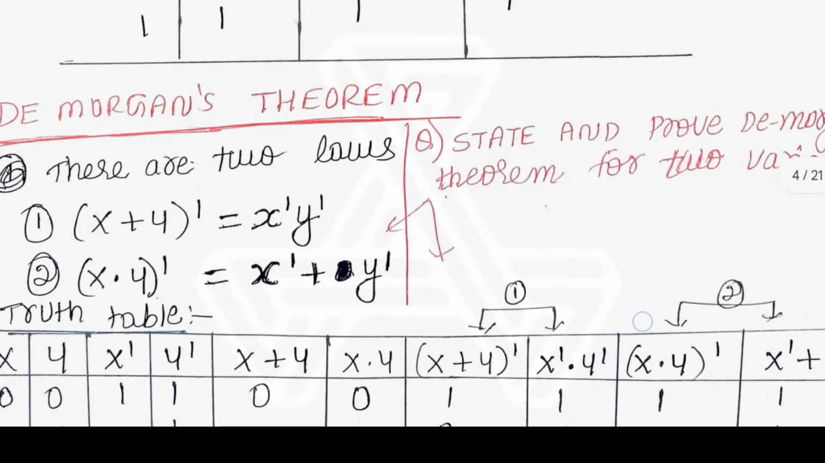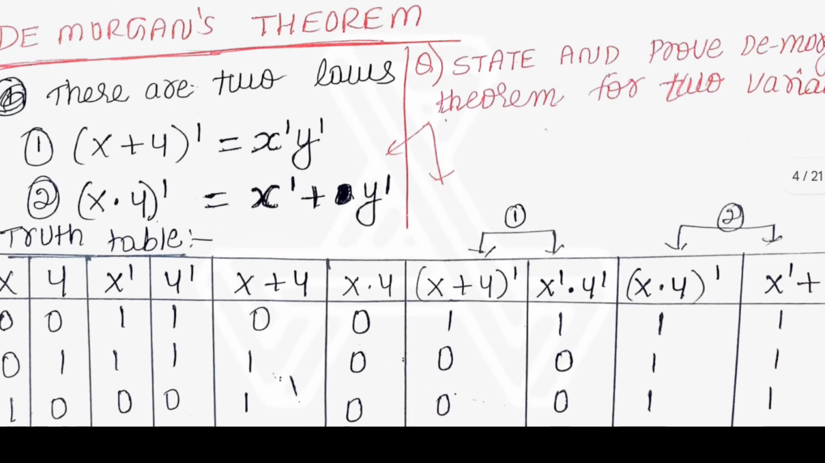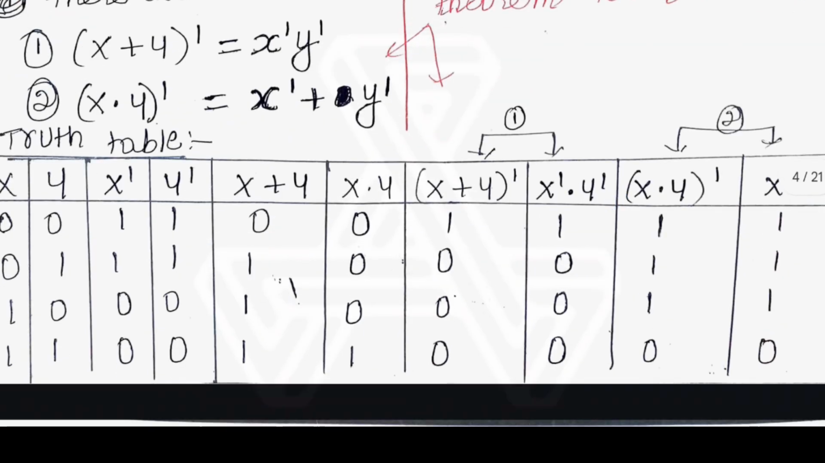Then DeMorgan's theorem: state and prove DeMorgan's theorem for two variables. There are two laws, that is x plus y whole complement is x complement dot y complement, and x dot y whole complement is equal to x complement plus y complement. For two variables, the truth table is given below.